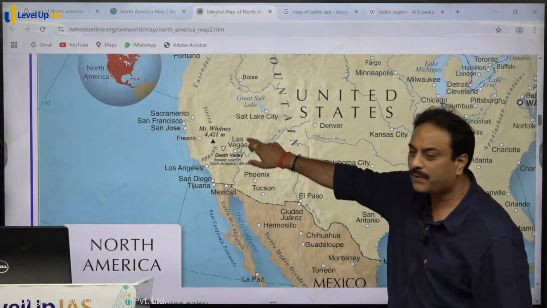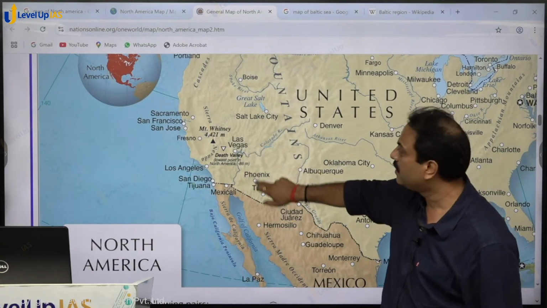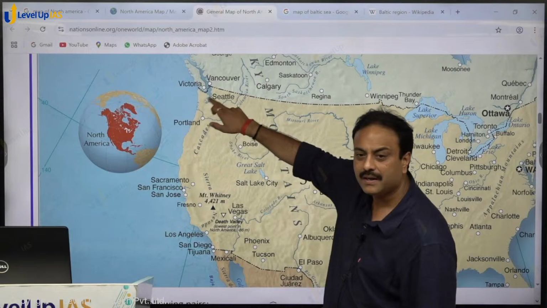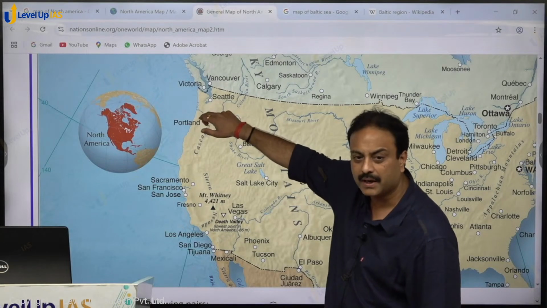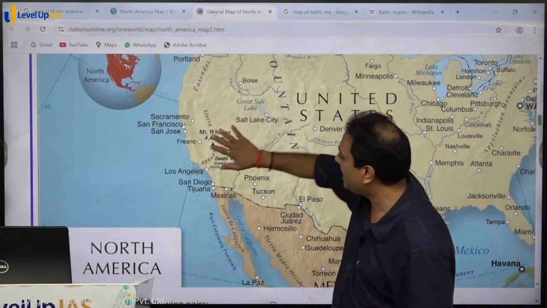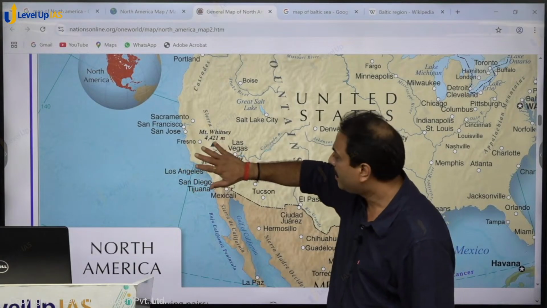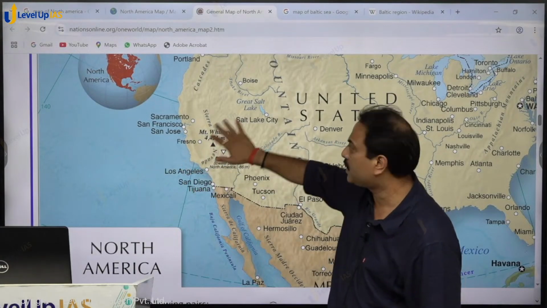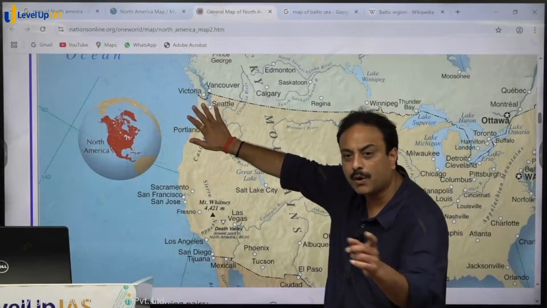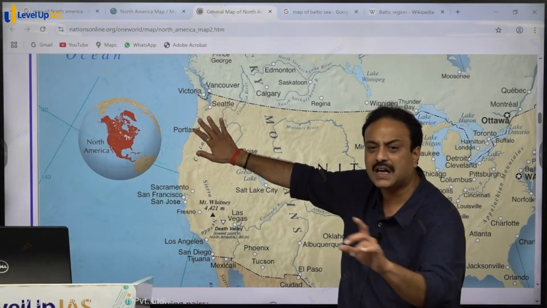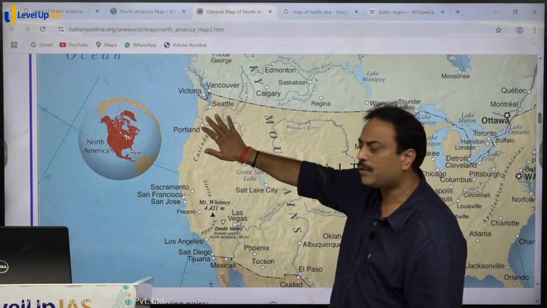Las Vegas, known for what? Casinos. Here you are having Seattle. So many international conferences over here. Why? British type of climate, Mediterranean type of climate, citrus fruit, wine production, rainfall throughout the year, very light drizzle, showers, good climate, best for human settlement.